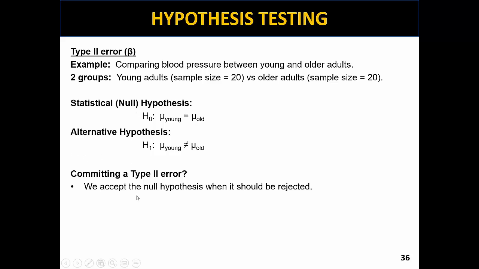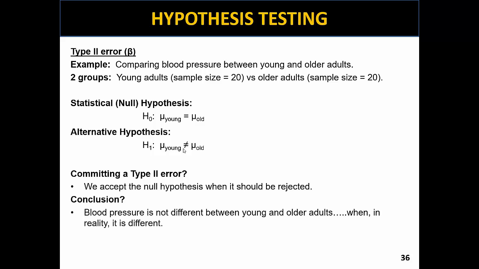However, in this case, because we could be committing a type 2 error, we accept the null, we state that blood pressure is not different when it should be rejected, when in fact blood pressure is different between young and older adults. So in conclusion, we state that blood pressure is not different between young and older adults because we accepted the null, when in reality it is different. And all of these conclusions will have a certain degree of consequences.